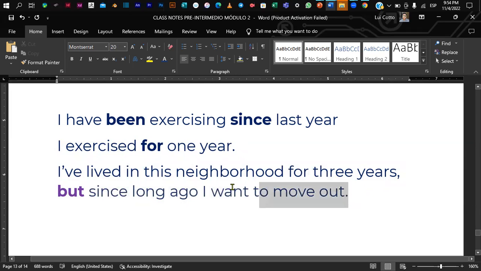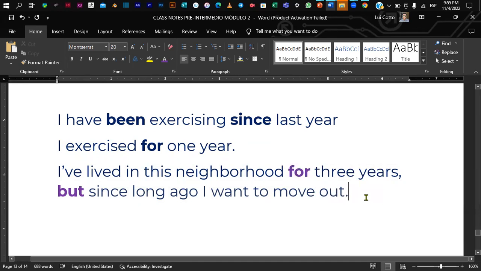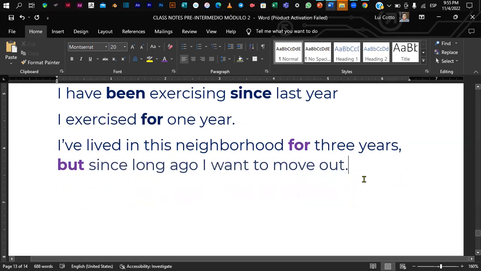Okay, but if you check in one sentence, we can use for and since, depending on what you want to say. Depende de lo que quiera decir. All right? ¿Se entiende o no se entiende? Yes, understand. Okay, siempre depende de context, right? Siempre va a depender del contexto.